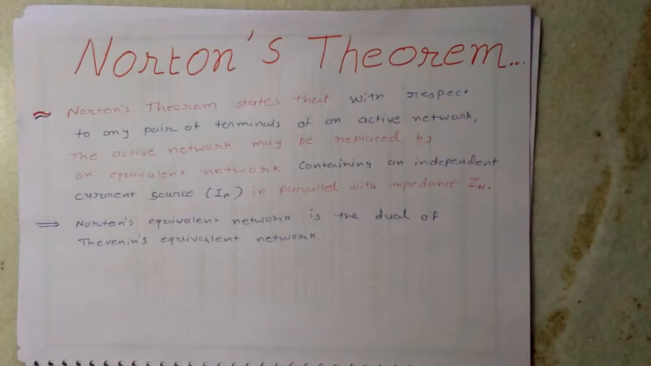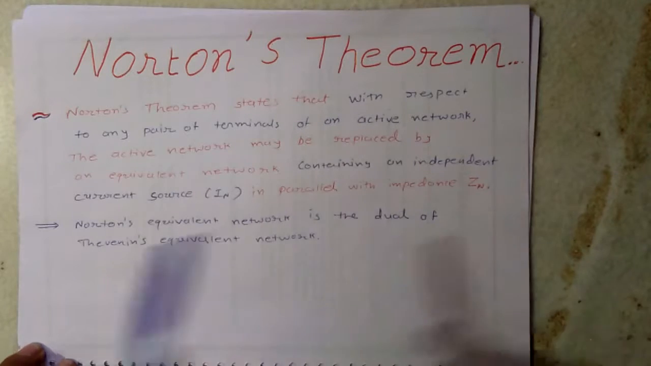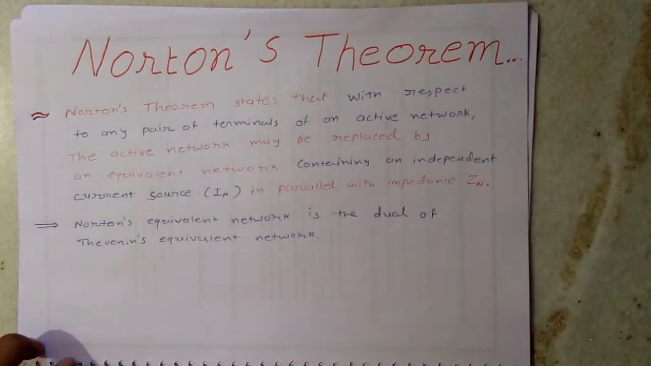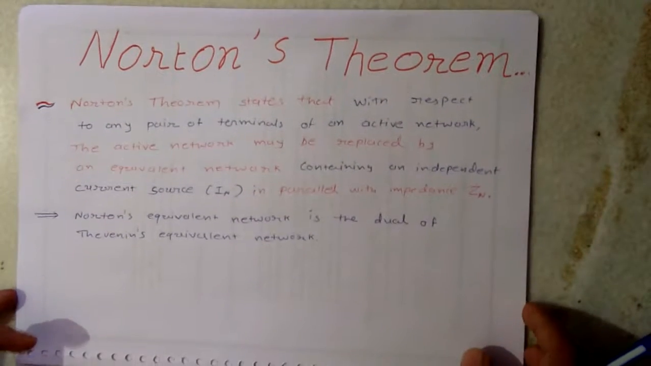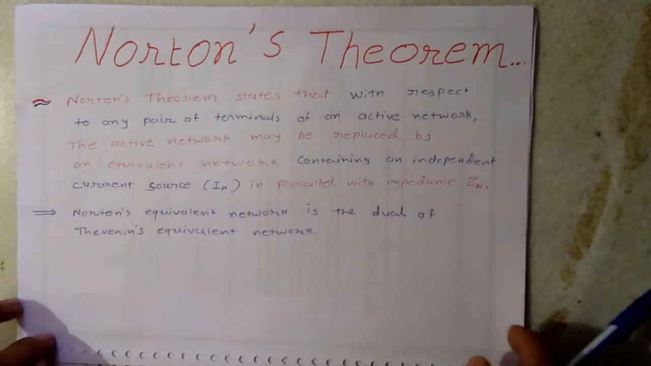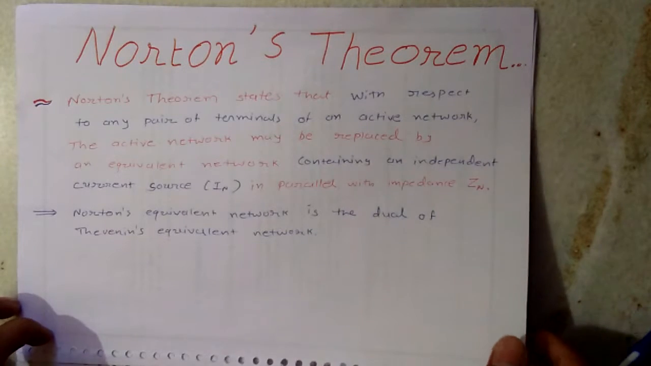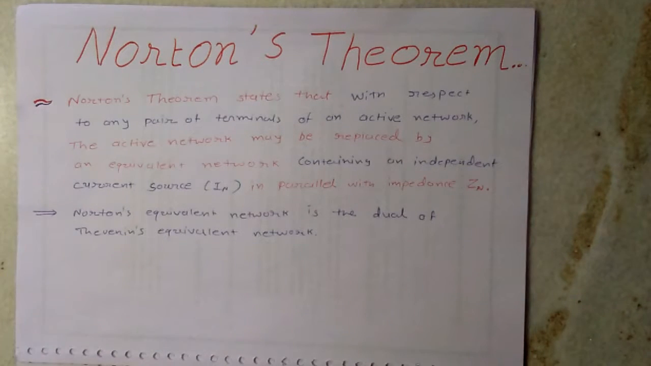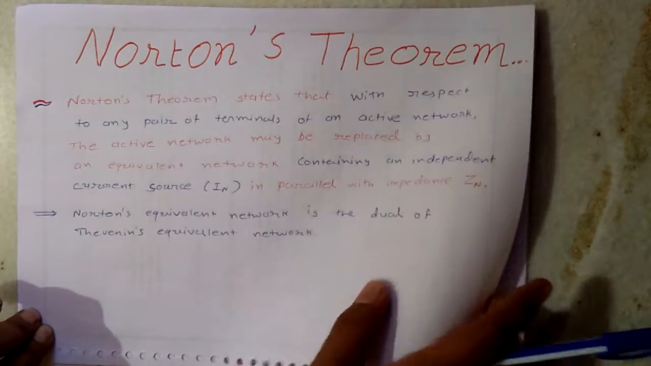Now, the equivalent network, called the Norton equivalent network, is the dual of the Thevenin equivalent network. We have already given an introduction to the Thevenin equivalent network; you can see it on our channel. Now let us understand Norton's theorem with an example for better understanding.